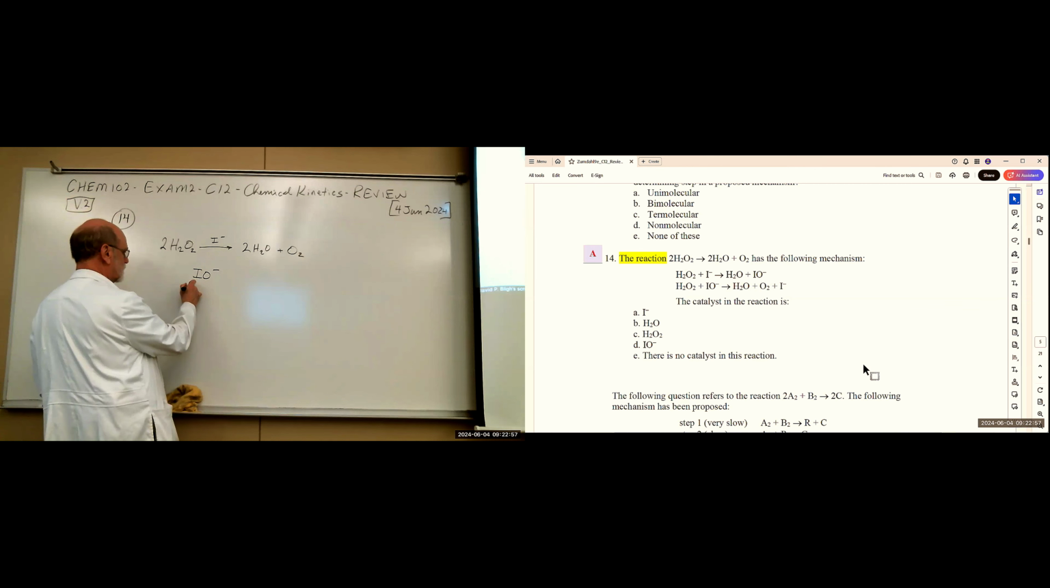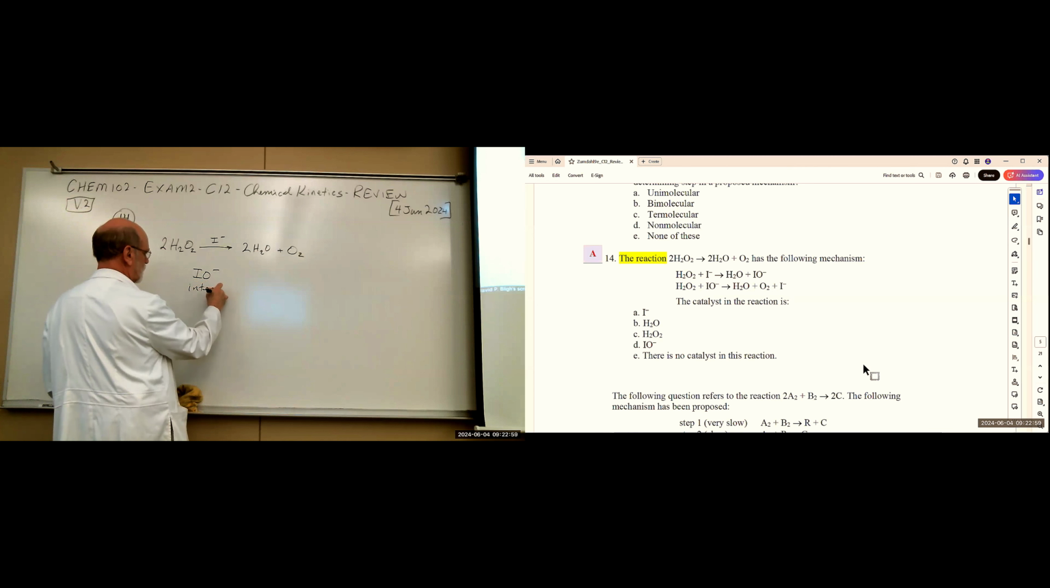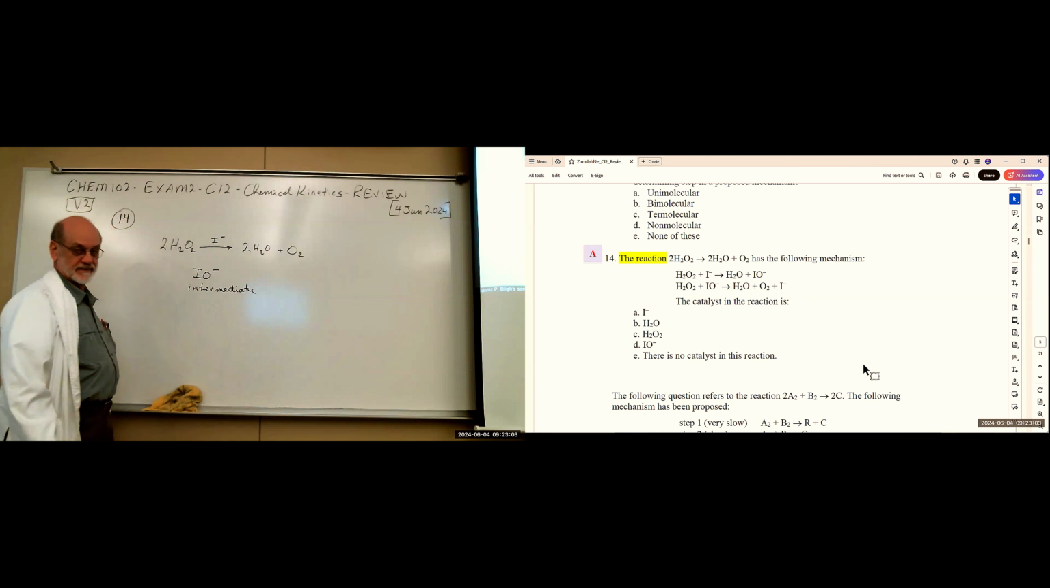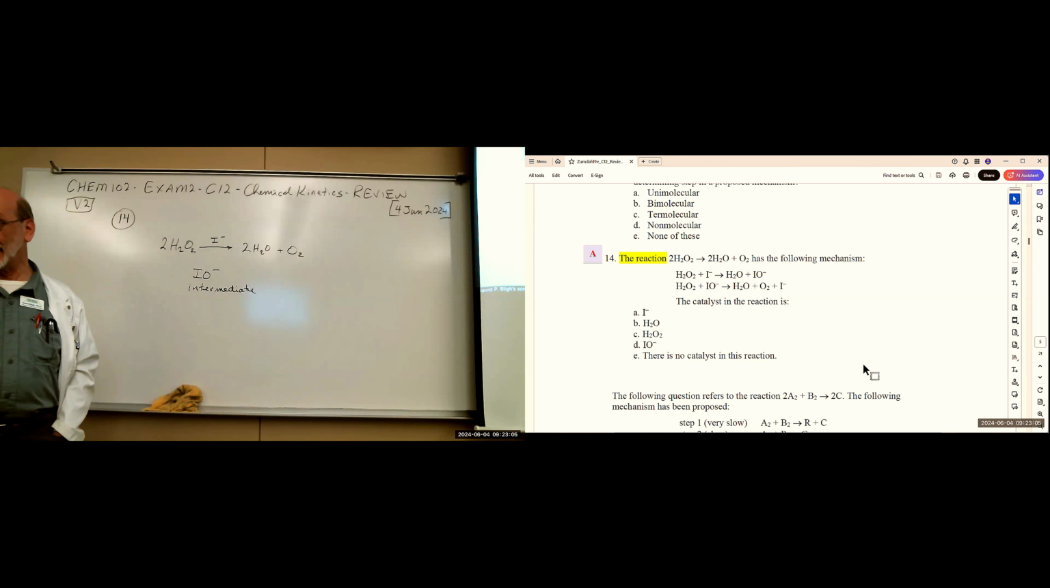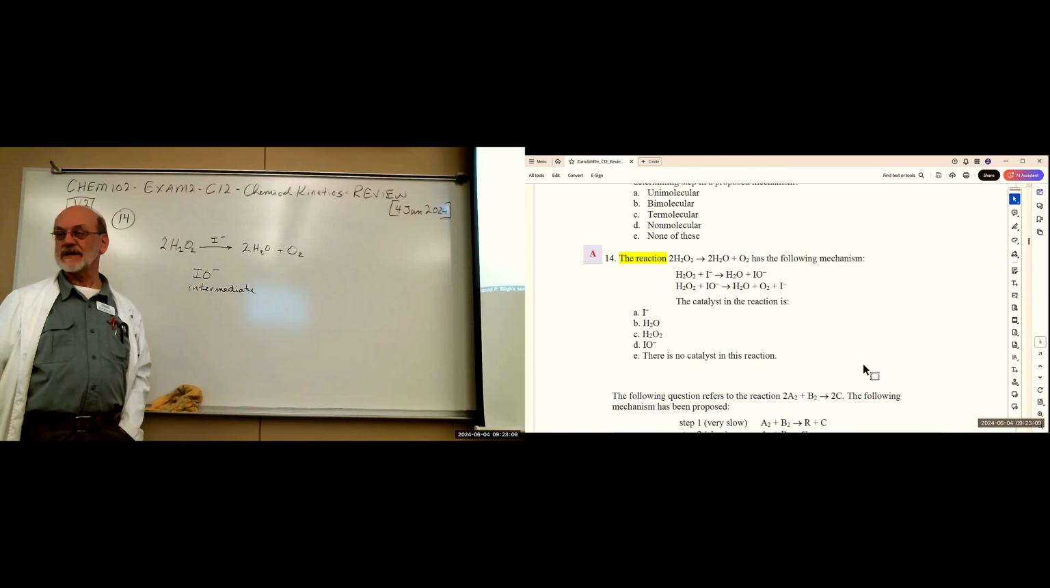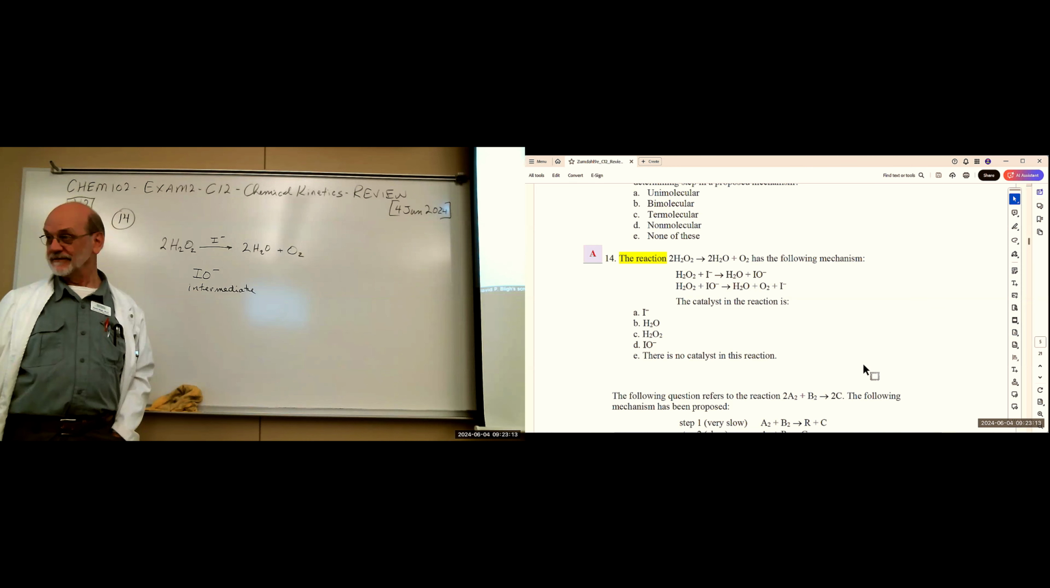This is an intermediate. Right? It doesn't go in the front and come out the back. It appears in the mechanism and disappears before it's over.